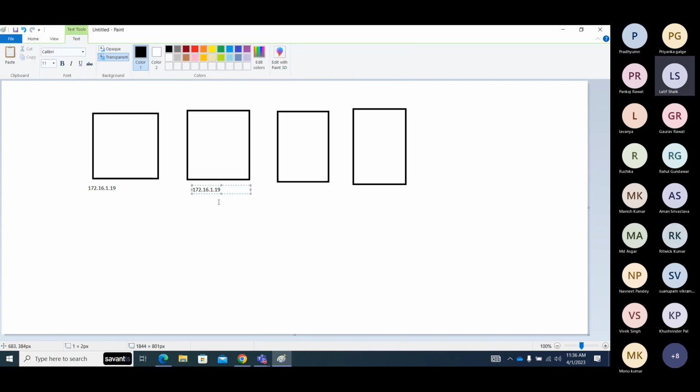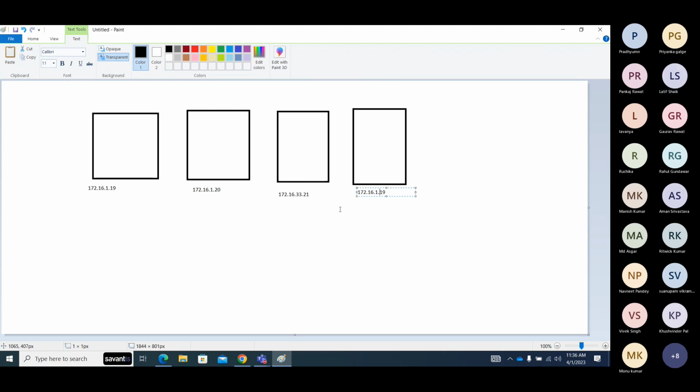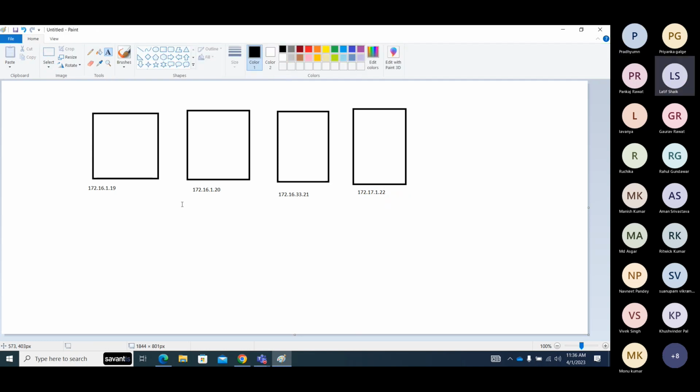Second PC .20. Third PC 33.21. Okay, the fourth PC 17. So we have PC1, PC2, PC3, and PC4. They are connected and want to communicate with each other. From which one to which one is communication possible?